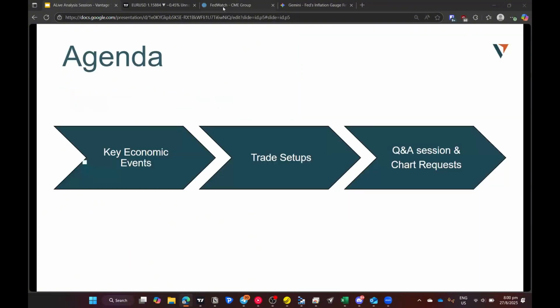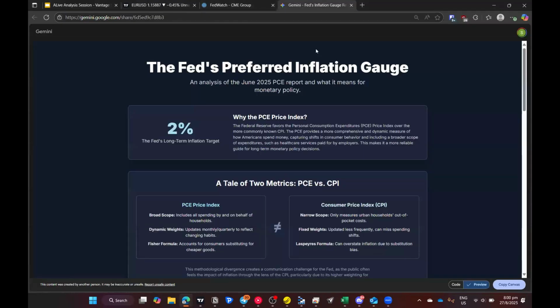Right. So as always, we are going to look at the analysis done by Gemini. Pretty straightforward. And when we look at the Federal Reserve key indicators, these are the two main metrics. One is the PCE, which is your personal consumption expenditures, as well as the CPI, which is your consumer price index. Okay, and we're going to differentiate between these two.